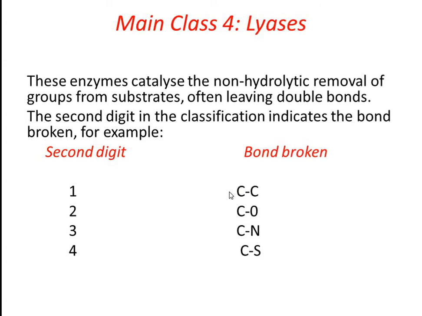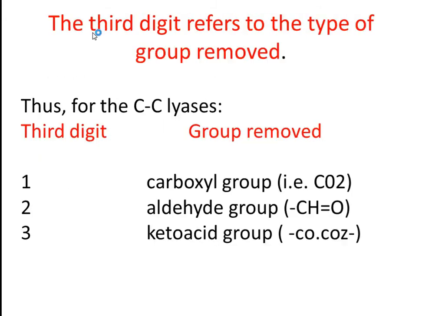For example, if the second digit is 1, then the bond broken is the C-C bond. If the second digit is 2, the bond broken is the C-O bond. If the second digit is 3, then the bond broken is the C-N bond. And if the C-S bond is broken, it is indicated by second digit 4. In this case, the third digit refers to the type of group removed.